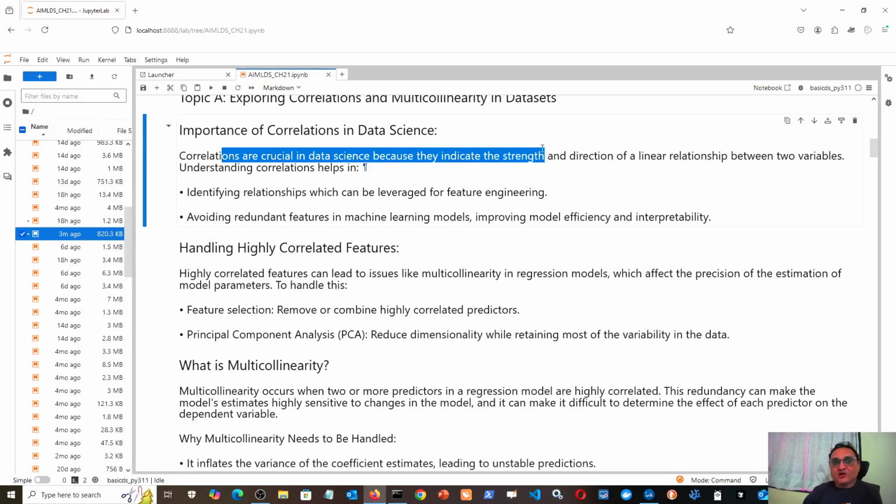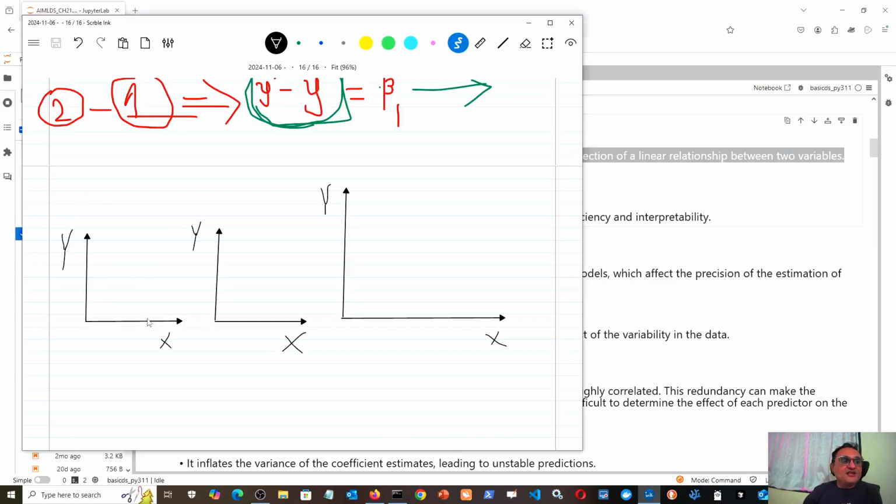Correlations are crucial because they indicate the strength and the direction of a linear relationship between two variables. Now what is the meaning? Suppose here this is y, the response variable, and x, the feature. If y and x are related in this manner, then you will say that as x increases, y also increases. This type of correlation is called positive correlation, right? Plus sign I am writing.